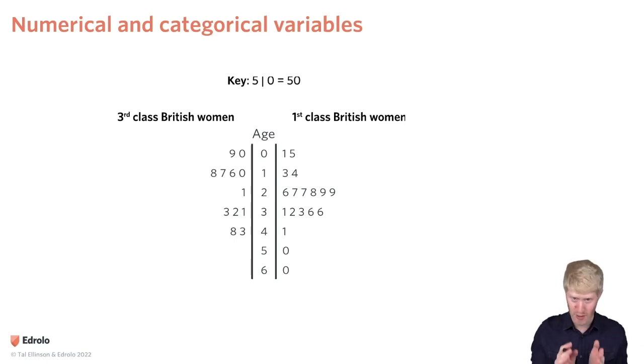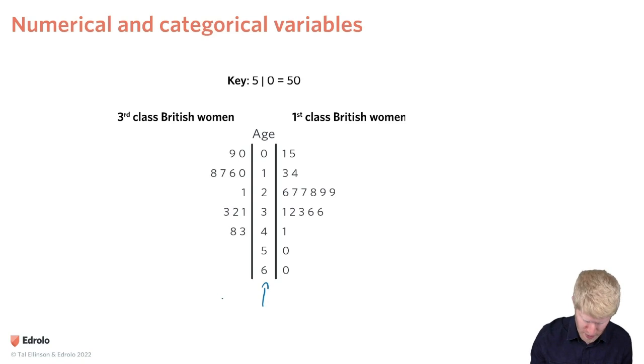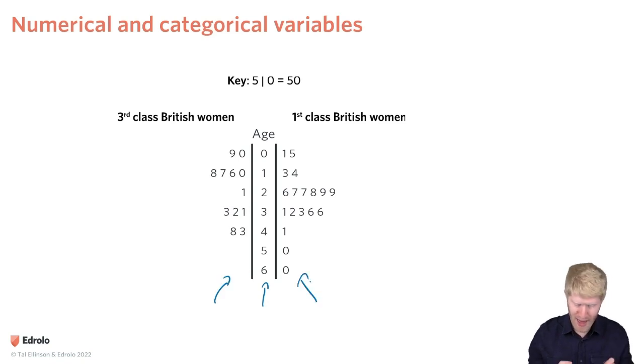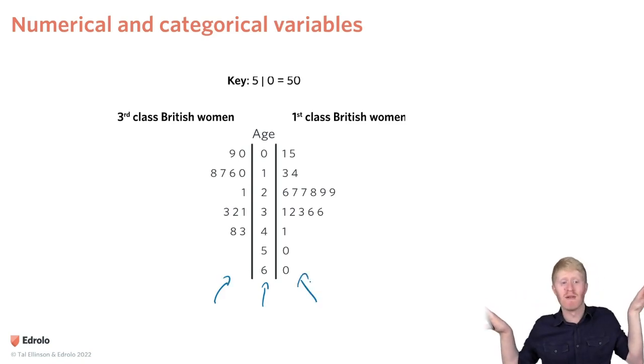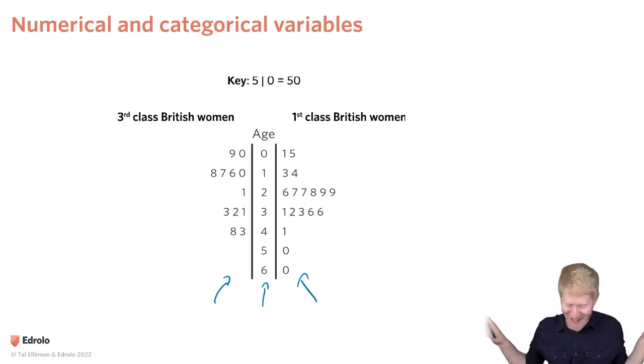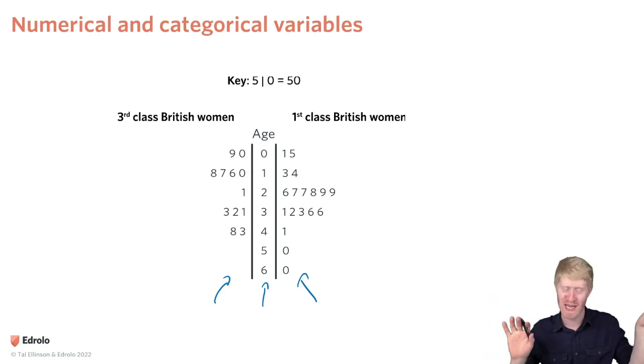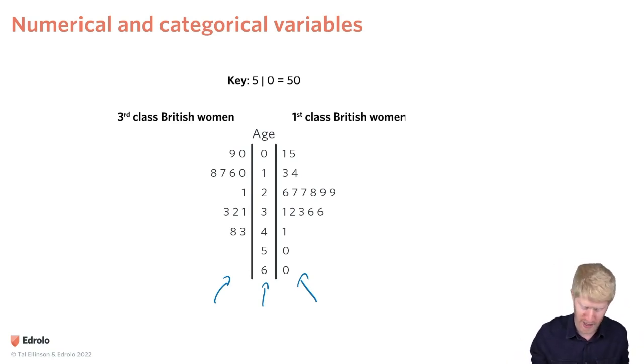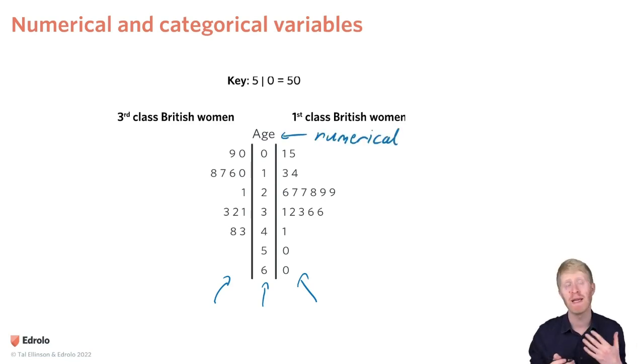Here we have our stem plot that we recognize. This is our stem, and then we have our leaves on the other side. We sort of split off to the side like a double-sided tree, and each side represents a different value of the categorical variable. What do I mean? Here we have a numerical variable, age, and we're trying to compare the ages between 2 categories.